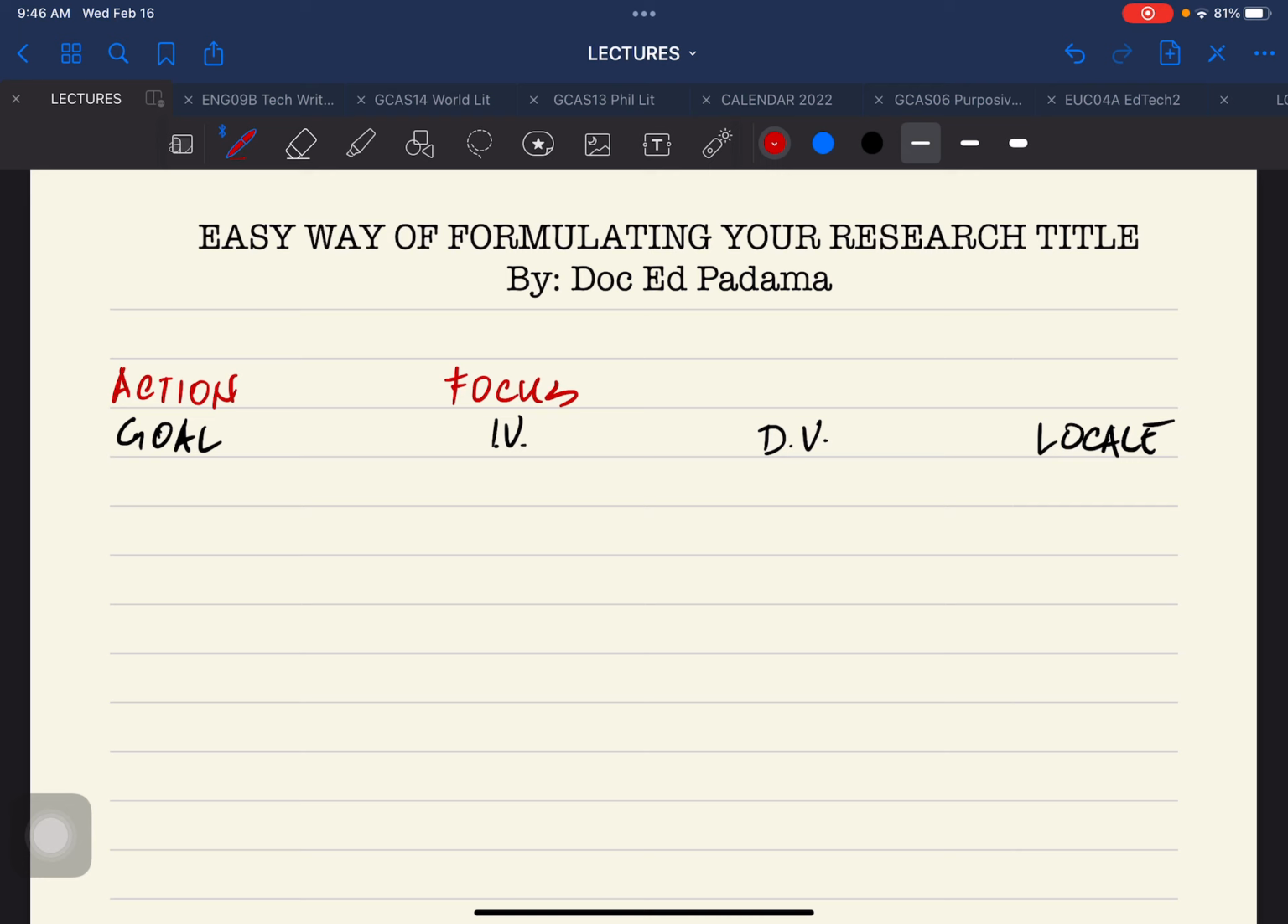Now the dependent variable are the variables that are affected by the independent variable or the issue or the problem being investigated. So when you try to formulate your dependent variable, just try to think who will be affected by the issue being investigated. That is the purpose of these keywords that we are using, in order to easily identify. Even if you change the variables, you can easily identify by referring back to these keywords. And then the locale is simply the area where you will be conducting the study.